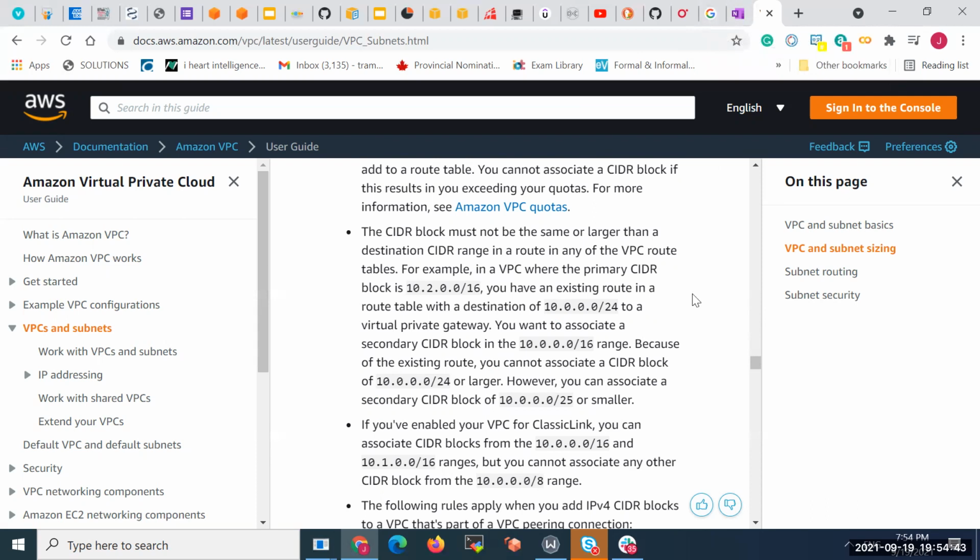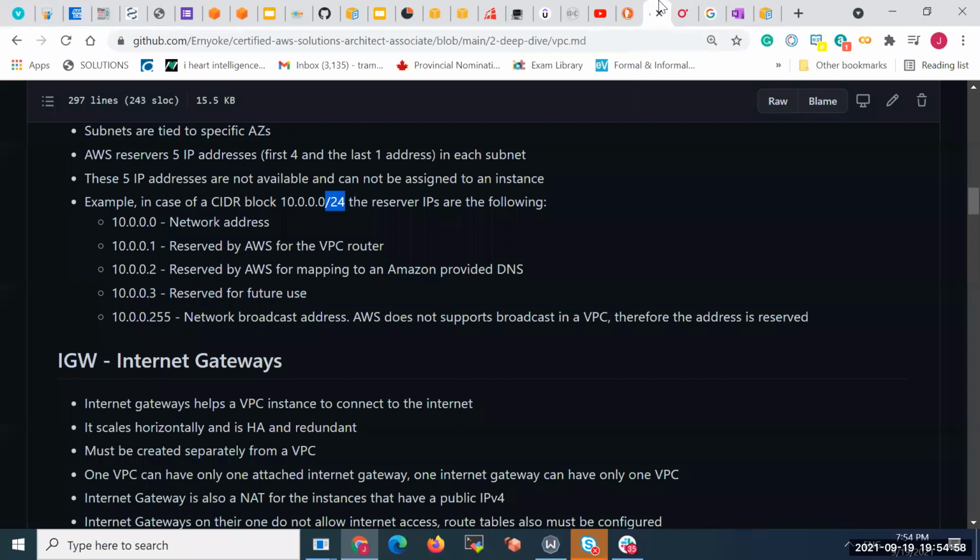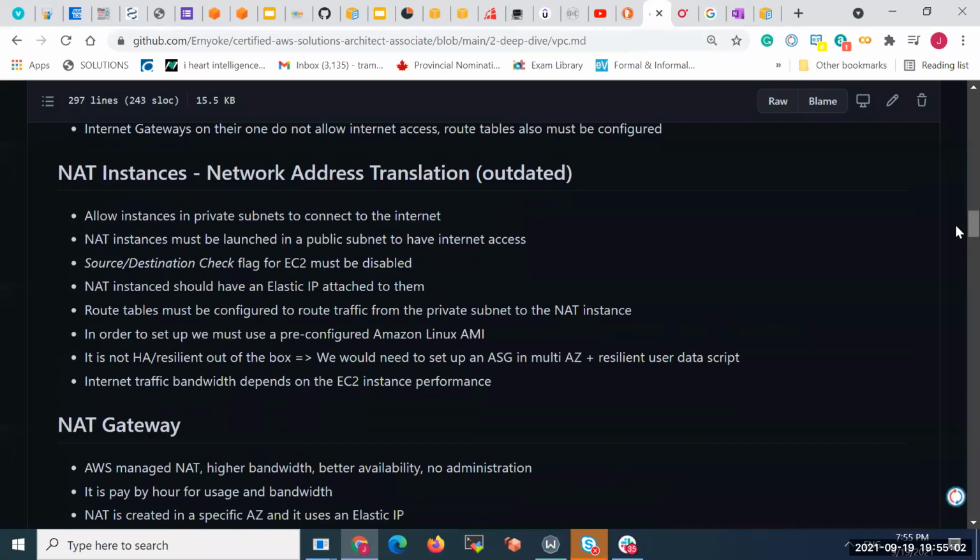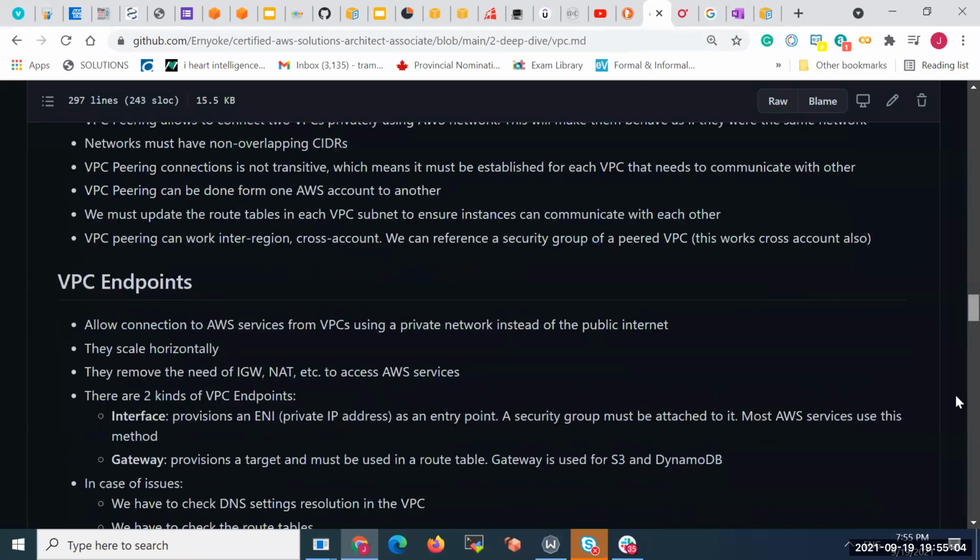You're good? Yes. Okay. Feel free to let me know if you are confused on the VPC and subnet. Okay, so I got the concepts. I need to revisit them and also understand this CIDR addressing mechanism. Okay, that's good.